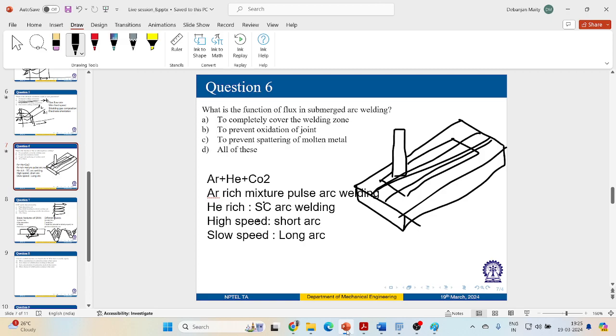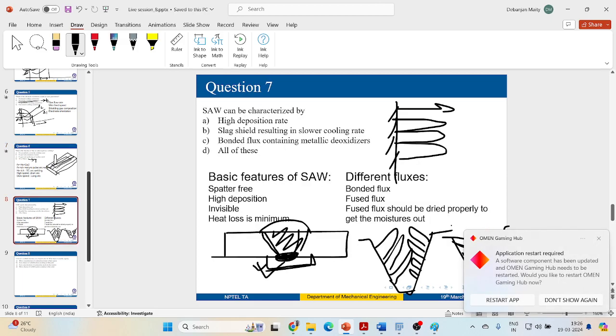So, in this question, I ask what is the function of the flux in submerged welding: to completely cover the welding region, to prevent oxidation of the joint, to prevent spattering. All of this, of course. So, D is true. There is nothing to explain over here.